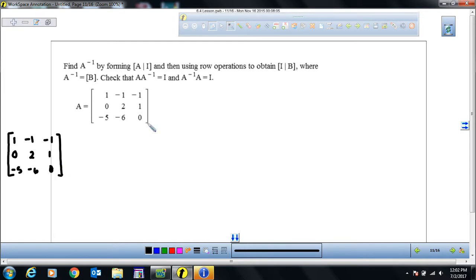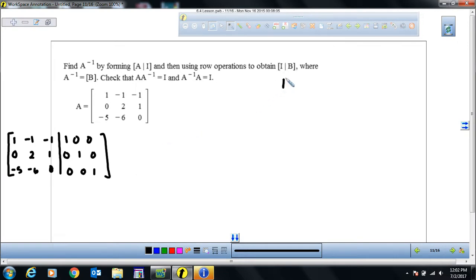And we're going to equal it. Equal it means we're going to put the vertical line to the identity matrix, which is 1, 0, 0, 0, 1, 0, and 0, 0, 1. That's for a 3 by 3. That's what we do.